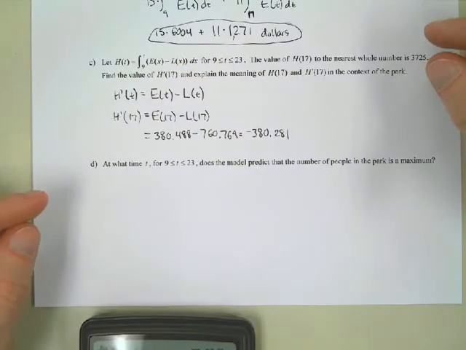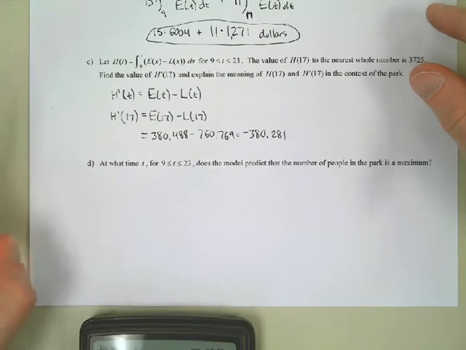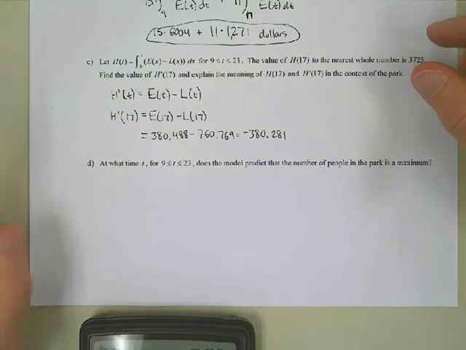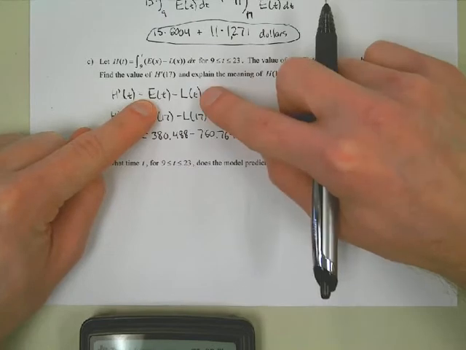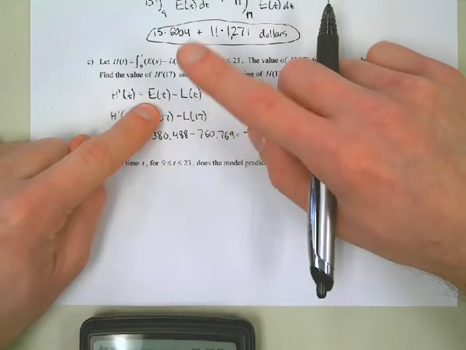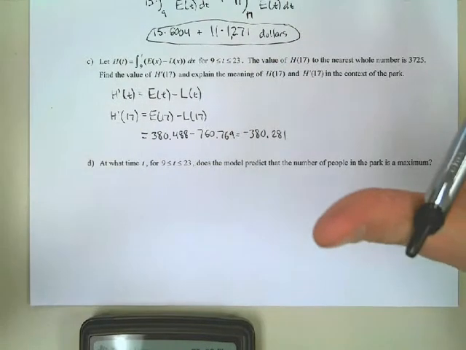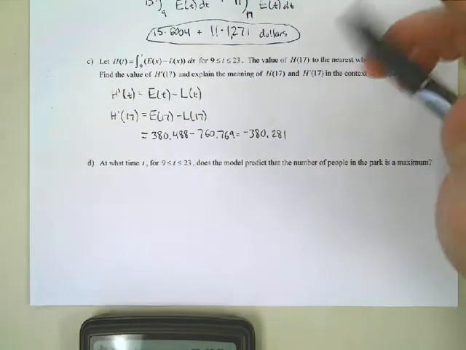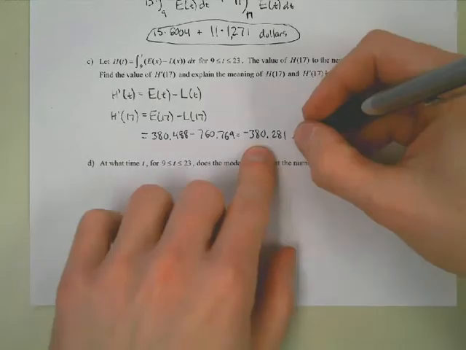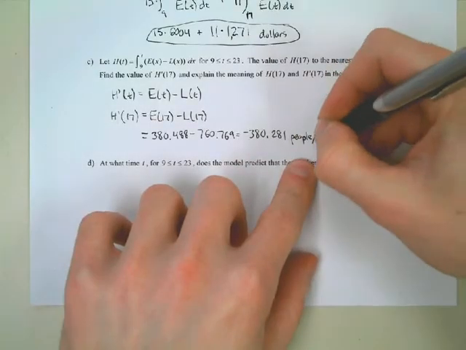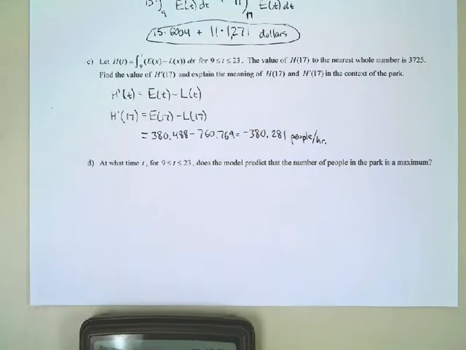What would our units be here? What are our units for E? People per hour. What are the units for L? People per hour. So if I take a people per hour and I subtract a people per hour, I'm left with what units? People per hour. If I have oranges and I subtract oranges, I'm still left with oranges, right? So this unit is people per hour. What does that mean in the context of the problem? That's what we're going to look at here.